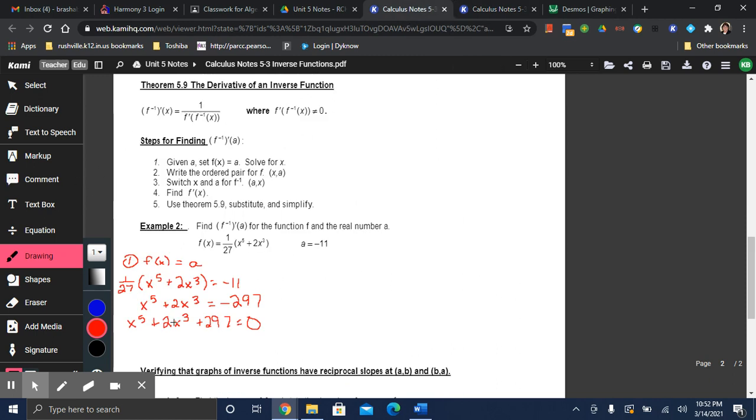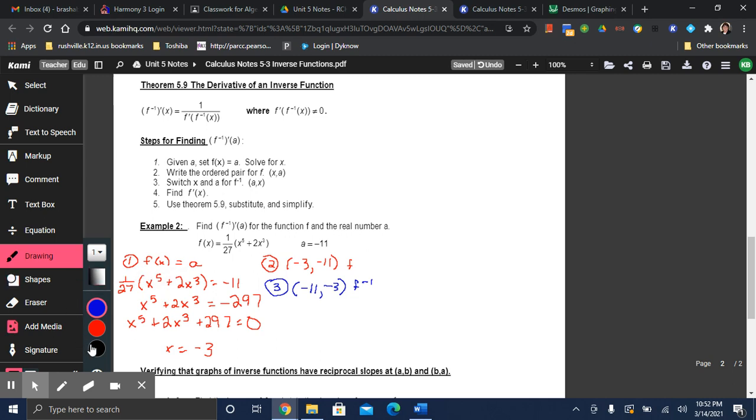So we'll have x equaling -3. Now that's step 1. Step number 2, which is completely related to that, is to write your ordered pair for f. So for f, we have -3, -11. So this is for f. Now, for f inverse, we trade the x and the y. So this is for f inverse.